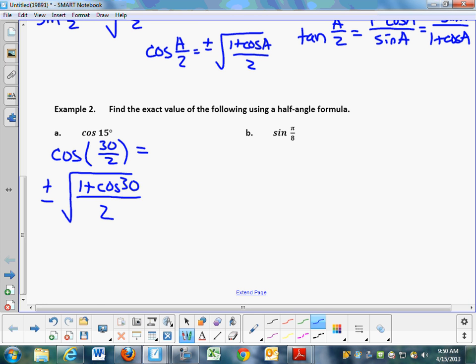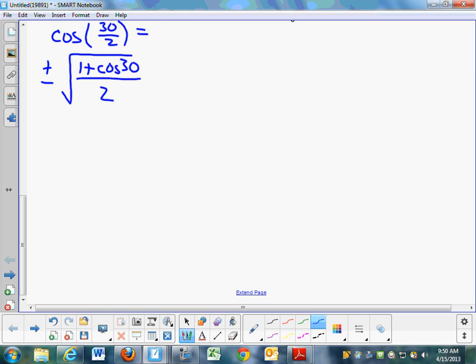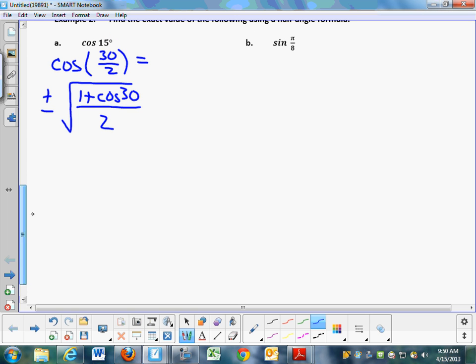Okay. Now, I want you guys to think about this for a second. If it's cosine of 15, which quadrant am I in? The first one. And if I divide an angle that's already in the first quadrant in half, which quadrant will I still be in? 1. So we are currently still in the first quadrant. We'll have a positive result.